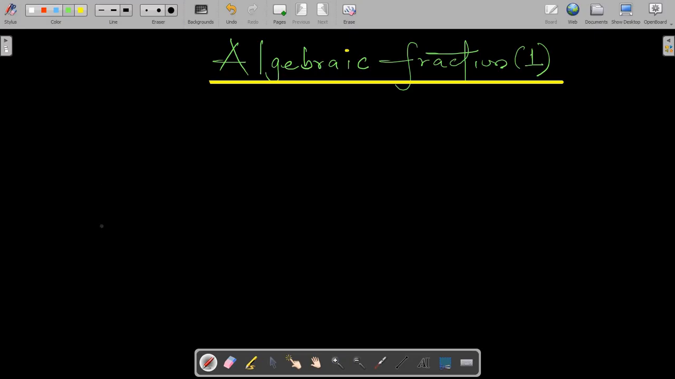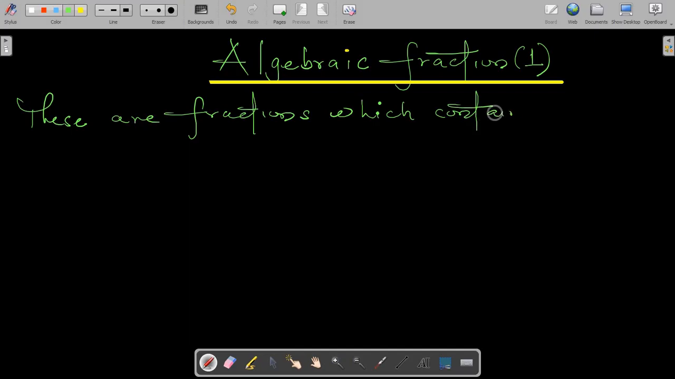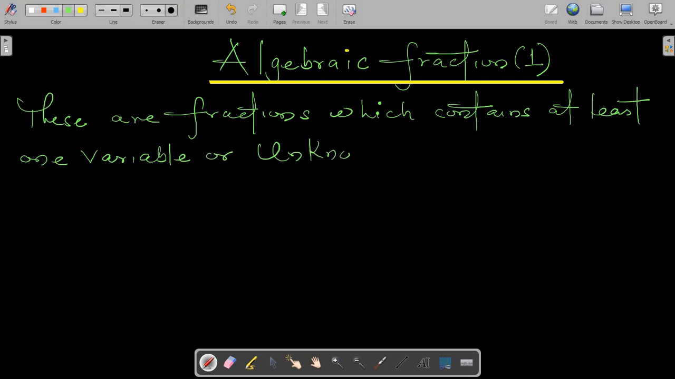Now, let me put that statement into writing. So let me write. I will say these are fractions which contain at least one variable or unknown. So that is actually what we call an algebraic fraction.